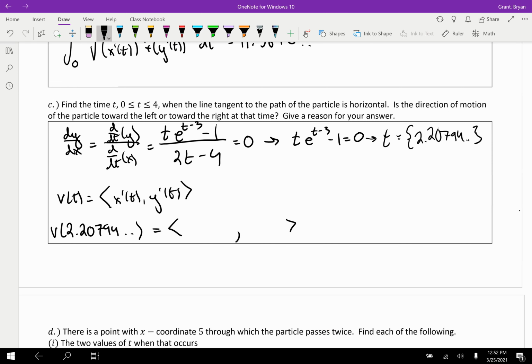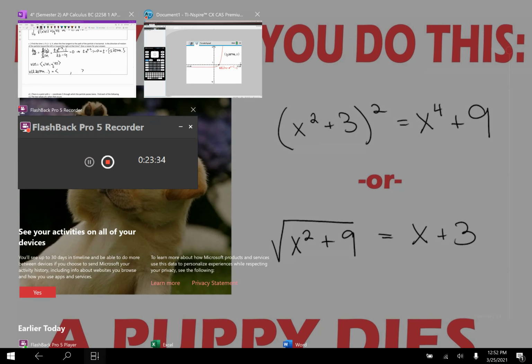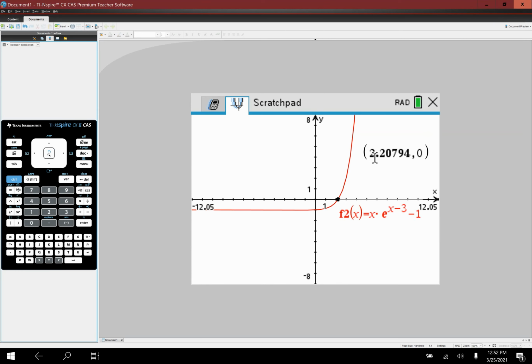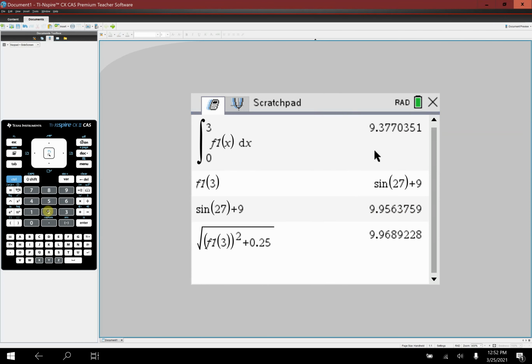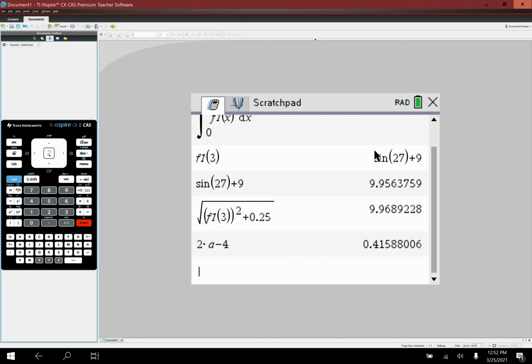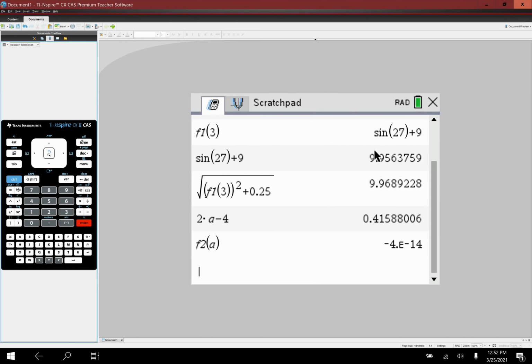Well, I'm just going to find each of those. We know that x prime of t is going to be pretty darn easy, right? X prime of t was just our 2t minus 4, so I'm just going to do 2 times a minus 4. There's my first one. And then let's also do y prime of t. I have that equation buried in f2 of, and then we're doing it in a, right? Okay, and we're there. Oh, that one said it was very, very small.